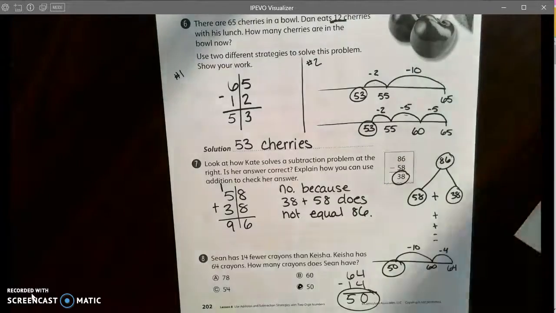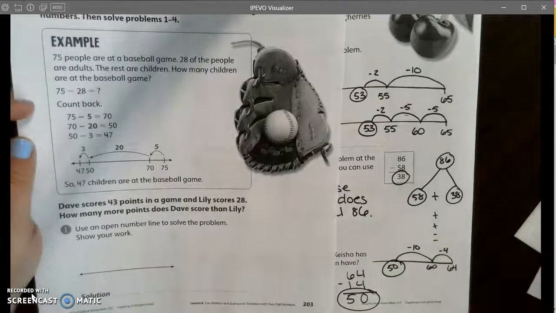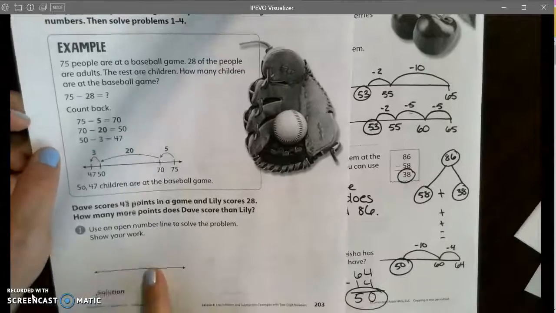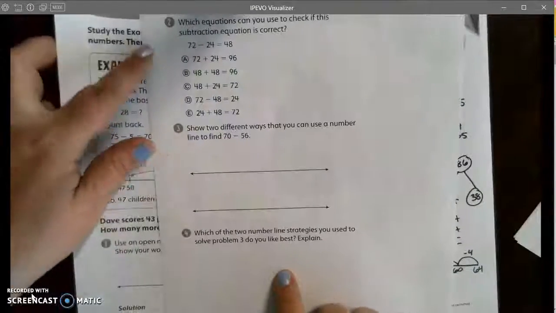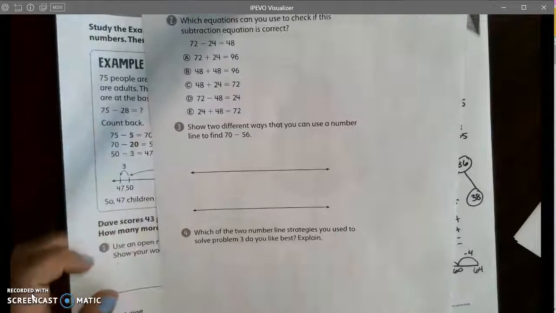All right, for your independent work today, you are doing page 203. There's number 1, and then 204. There's number 2, 3, and 4.